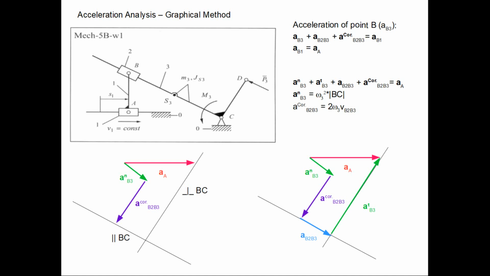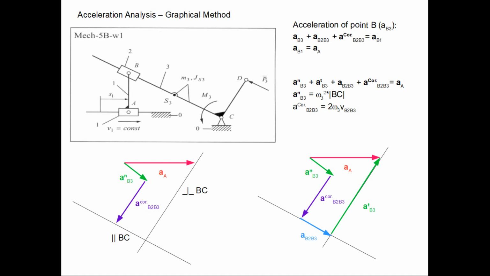AB2B3, we know the direction of this acceleration because our rod is a straight line. If the relative motion of a slider was curvilinear, then we would have to also include the normal part of acceleration. But in our case, this is a straight line motion, so we have only AB2B3 as one component.